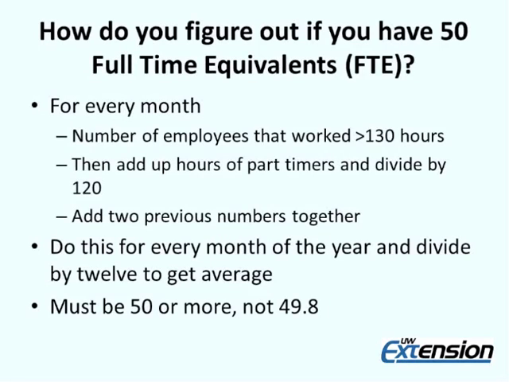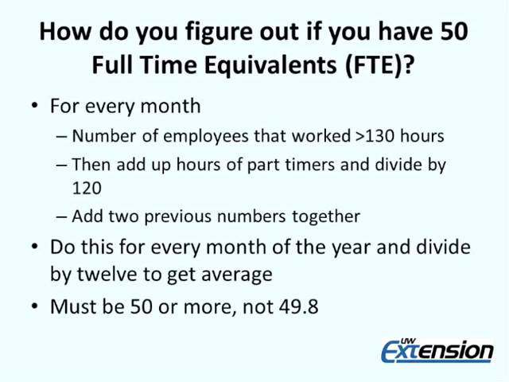So how do you figure out if you have 50 full-time equivalent employees? This is where it's fun. So this is the easiest way that I came across for recommending that people do this calculation. You need to, first of all, add up all of your employees that work more than 130 hours in a month, and then add up the hours of all of your part-timers that they work in a month and divide it by 120 and get a number for that. And then you add those two previous numbers together. You need to do that for every month of the year, and then divide by 12. So that's going to give you an average.